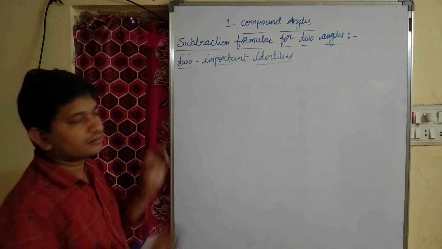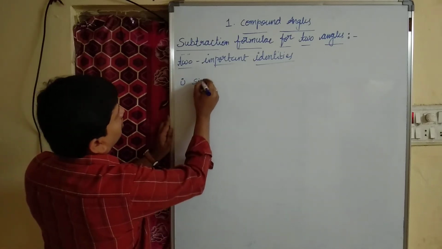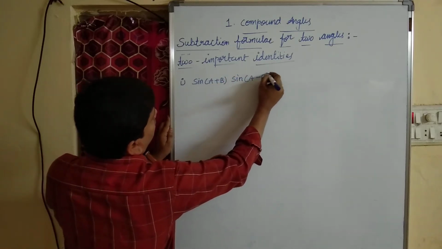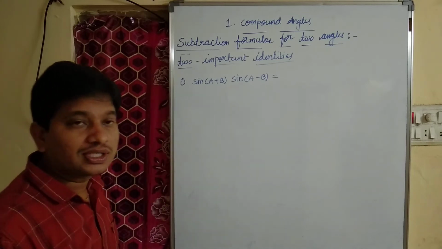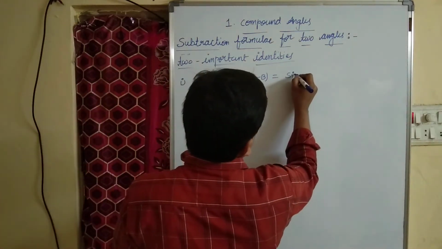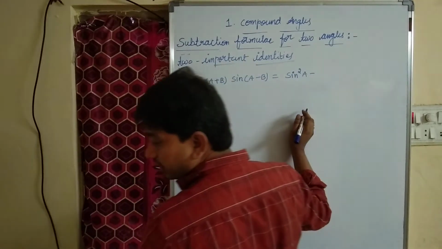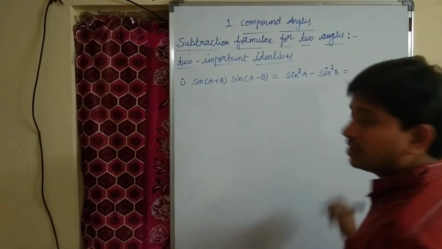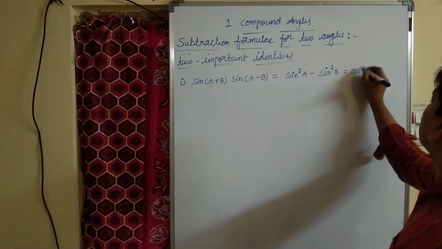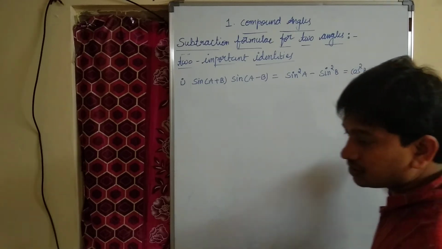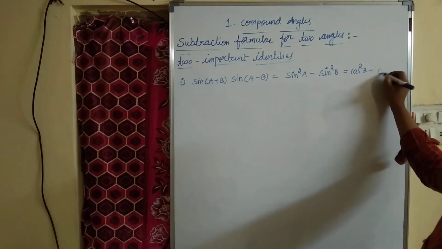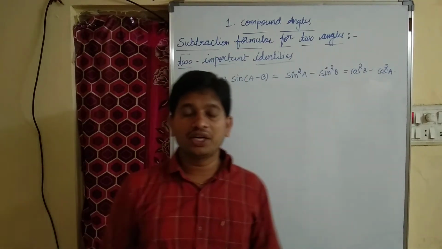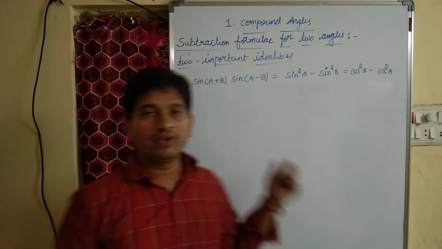Coming to the first one, sin (a plus b) into sin (a minus b) I can write as sin square a minus sin square b, or else I can write it as cos square b minus cos square a. So this is the most important identity. When we are solving problems, we will use these identities.